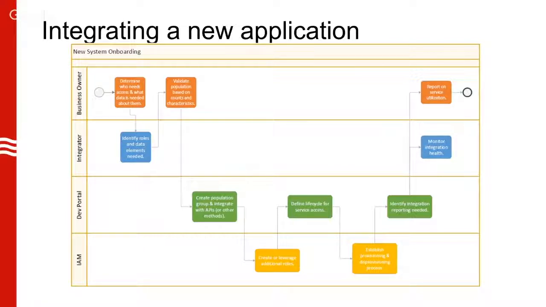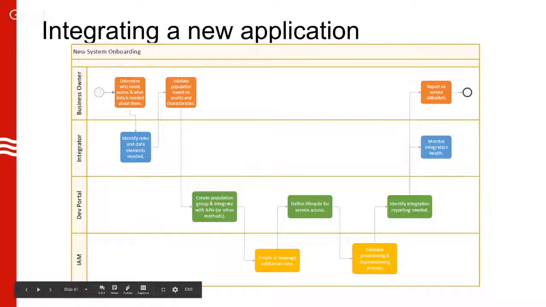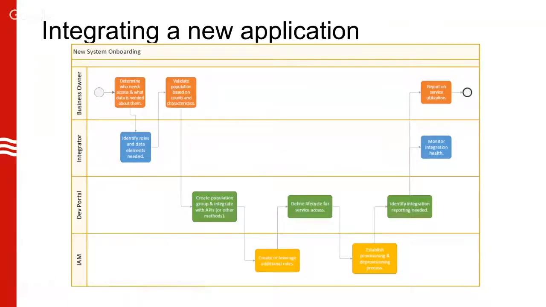Then from there, we can talk a little bit about what identity integration or what integration reporting is needed. How do we monitor the health of that integration? If data feeds that should be there are not there, who finds out about that and how do they find out about that? Finally, from a business process owner, we can talk about how do we report on things like service utilization? How many people actually used that service in the last 30 days? Things like that.